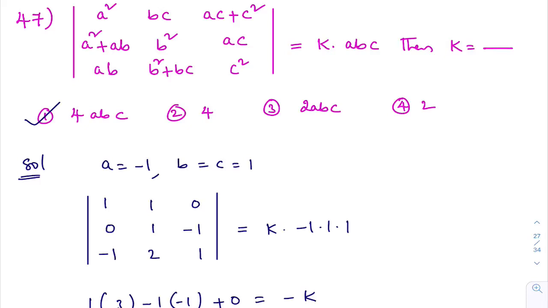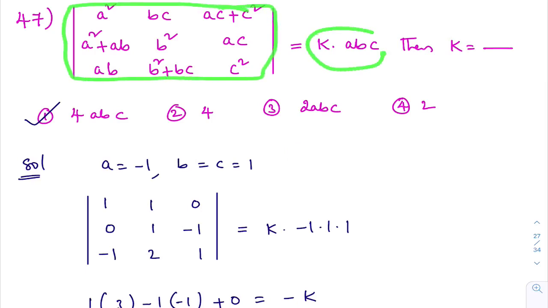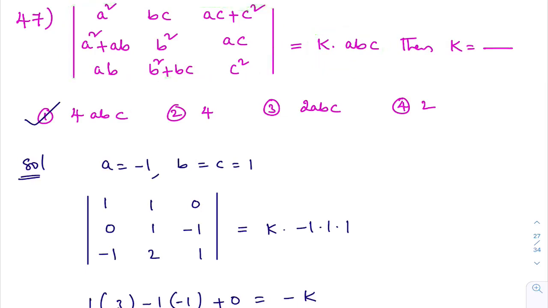In previous classes, we learned from question number 1 to question number 45 in determinants objective JEE bits. Now in this class, we will discuss from question number 46 to question number 60. You observe this question, they are asking, they have given that the value of this determinant is k times ABC. Then what is the value of k? That is what they are asking.